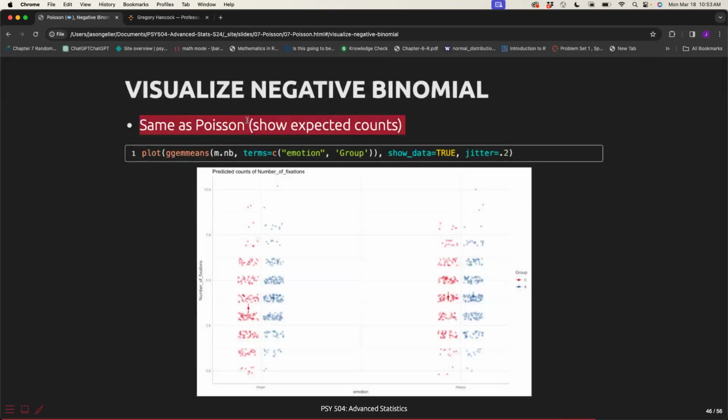How do we visualize negative binomial data? Same thing as a Poisson. We show the expected counts. So what I have here is the interaction between anger and happy faces and emotion. And again, we see the interaction here where there's more fixations for the stutterers versus the control for angry faces, but no difference between the two for the happy faces here.